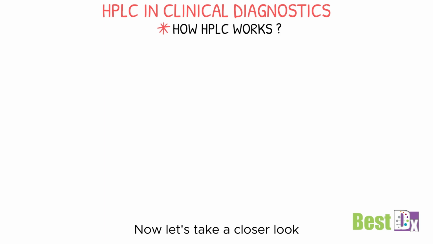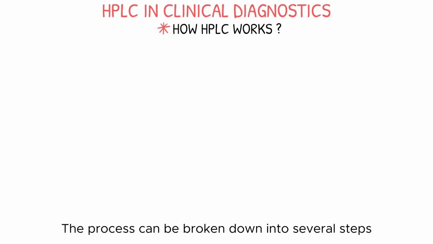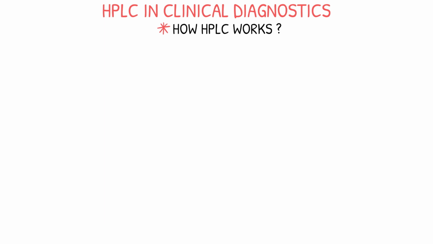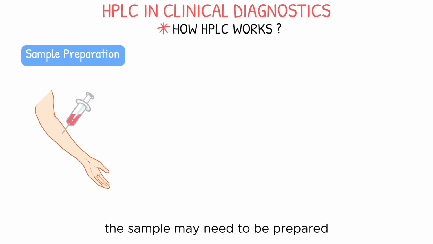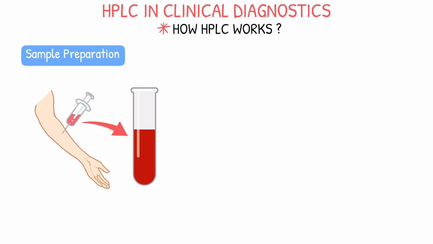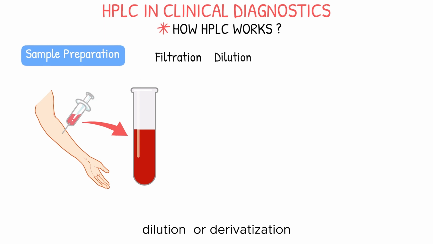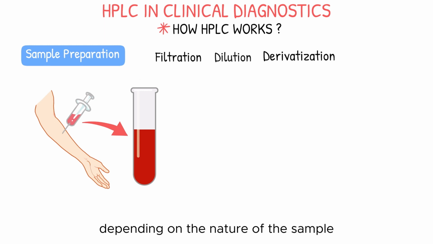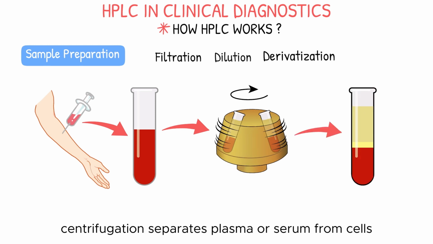Now let's take a closer look at how HPLC works in detail. The process can be broken down into several steps. First is sample preparation. Before analysis, the sample may need to be prepared to ensure compatibility with the HPLC system. This can include processes such as filtration, dilution, or derivatization, depending on the nature of the sample and the specific HPLC method being used. For example, for blood samples, centrifugation separates plasma or serum from cells.